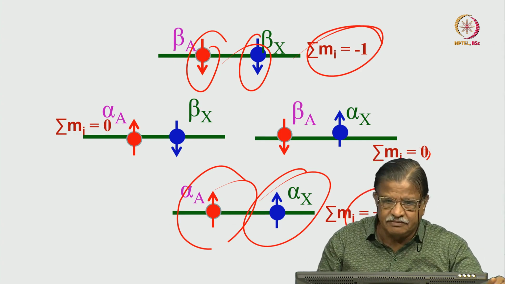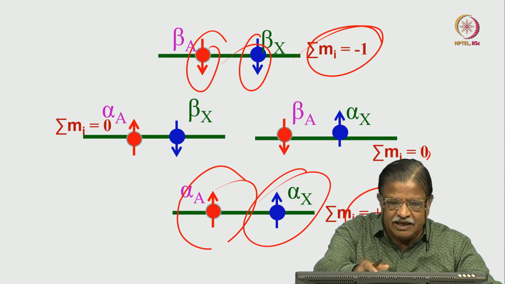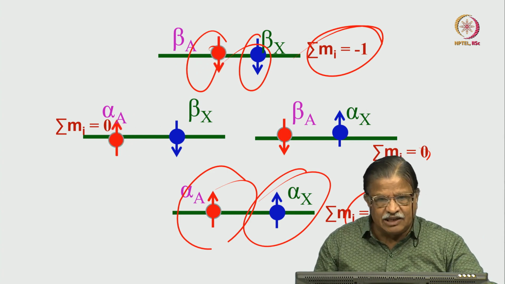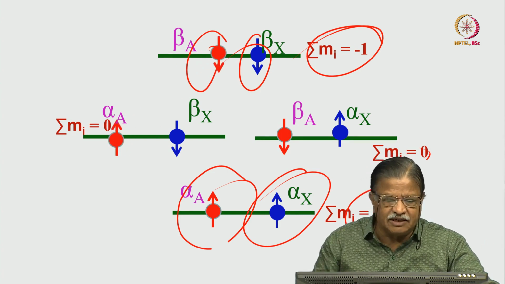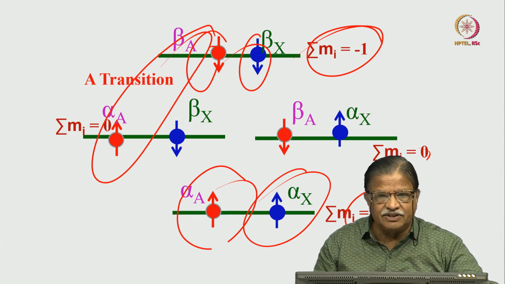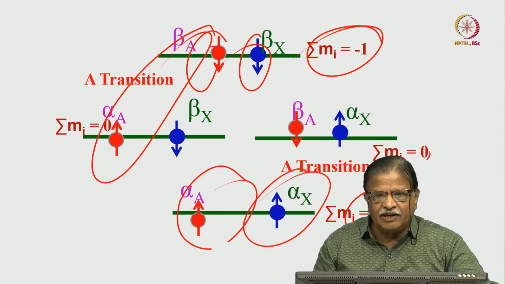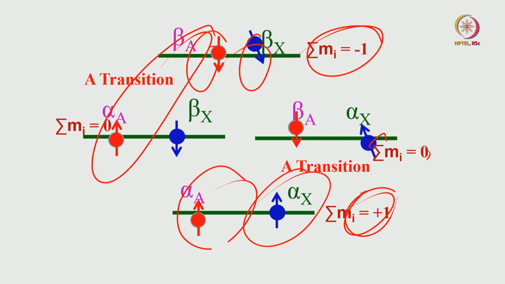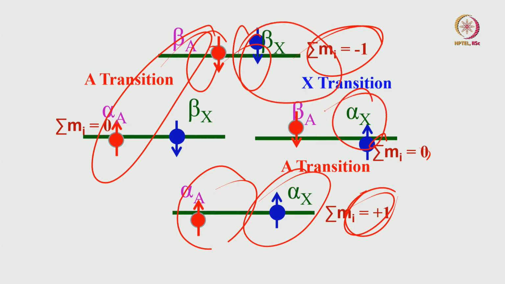Selection rule we apply, that I have already discussed. During the selection rule when I explained, I took this example. This transition is allowed, minus 1 to 0 transition, where alpha spin is flipping, alpha to beta, that is an allowed A transition. This is also allowed, alpha A to beta A is flipping from 0 to plus 1, that is an A transition. 0 to plus 1 is allowed, 0 to minus 1 is also. This is where alpha X spin is changing from alpha to beta, an X transition. This is also allowed, where alpha to beta of X is flipping, an X transition.